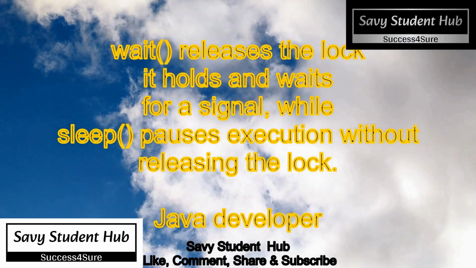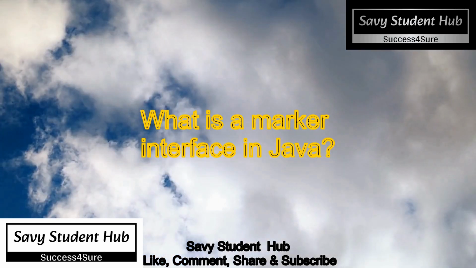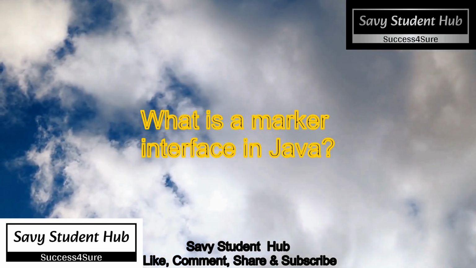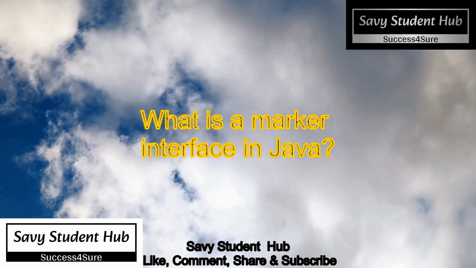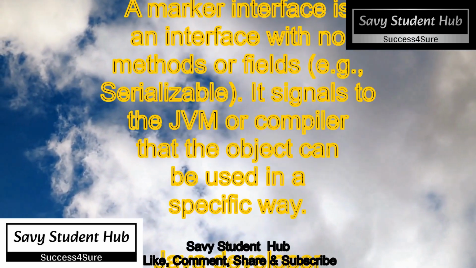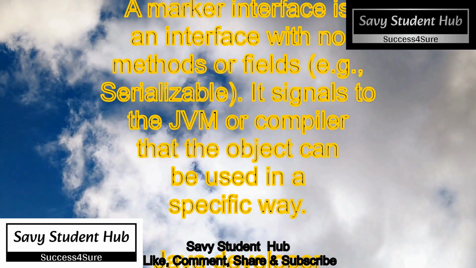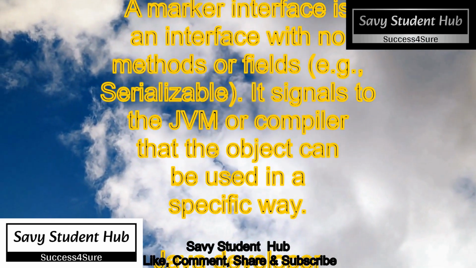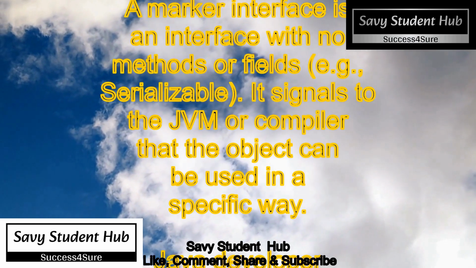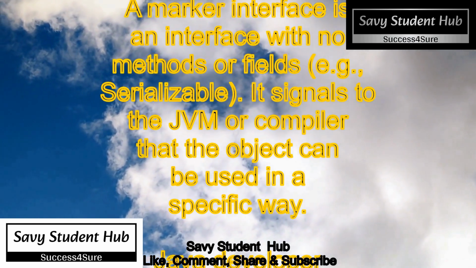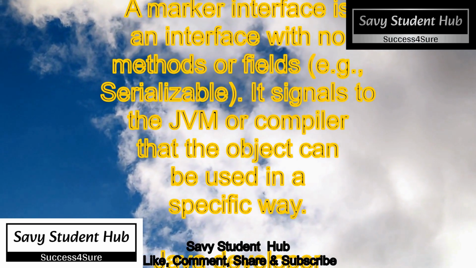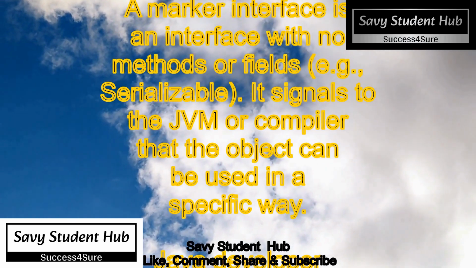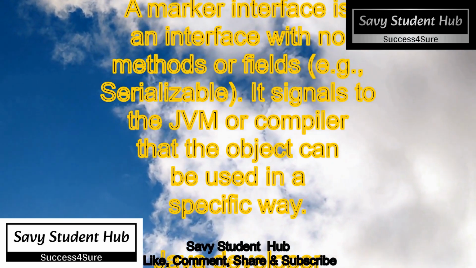What is a marker interface in Java? A marker interface is an interface with no methods or fields, e.g., serializable. It signals to the JVM or compiler that the object can be used in a specific way.